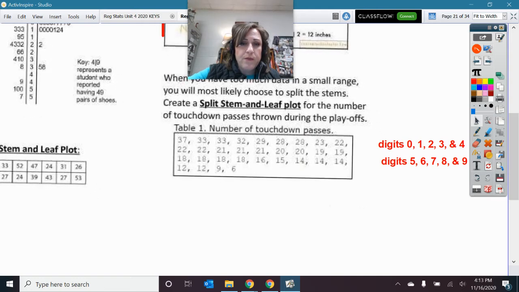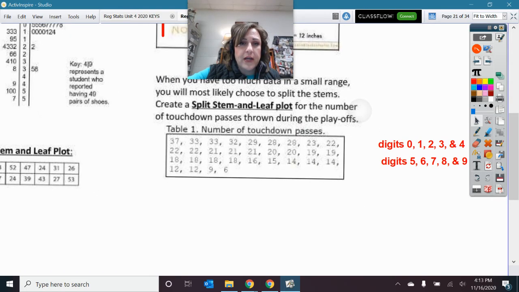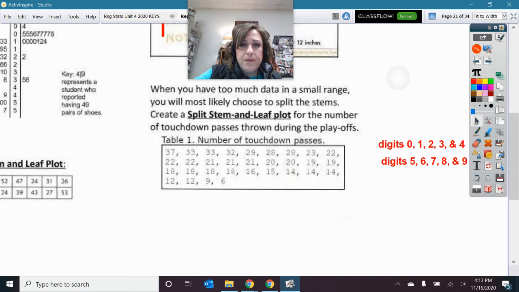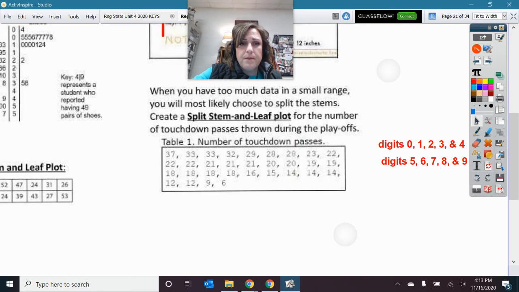All right, so here we go. Let's start it off. Okay, so let's take a look. What are our values going from? It looks like, this is easy. They're listed from greatest to least. So the least is 6, and then the greatest is 37. So we'll go on over here then, and we'll start us a split stem.